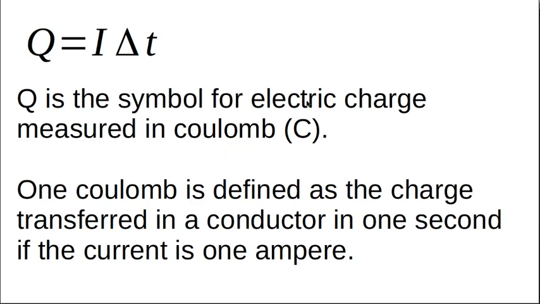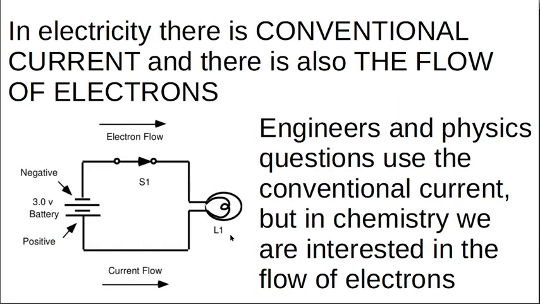Okay? So a coulomb, if you had to define a coulomb, is defined as the charge transferred in a conductor in 1 second if the current is 1 amp. So a coulomb, in one sense, is the amount of charge on a certain number of electrons. But if you want to define it in terms of electricity, because they did a lot of things with electricity before they found out about electrons, a coulomb is the charge transferred in a conductor in 1 second if the current is 1 amp.